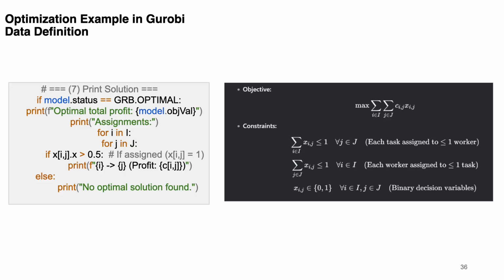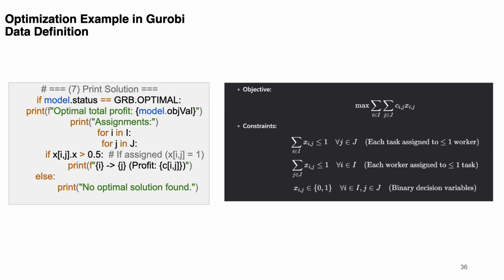The final step in our code is extracting and communicating the results. We don't just print blindly, we first check the status. We use an if statement to see if model.status equals GRB.OPTIMAL. This ensures we are only looking at valid data. If optimal, we print the model.objVal to show our optimal total profit.